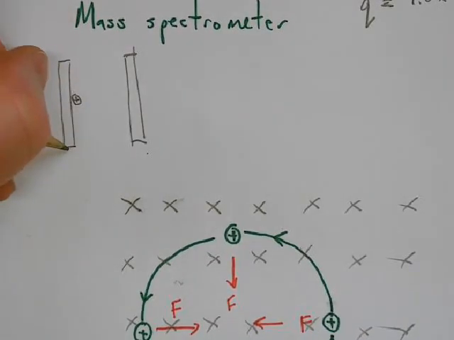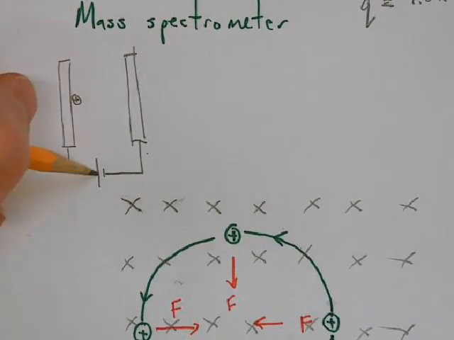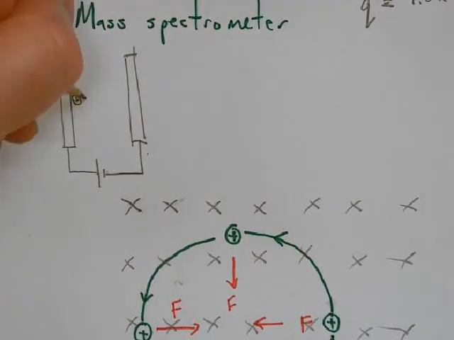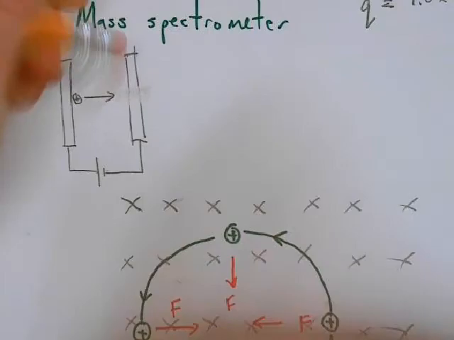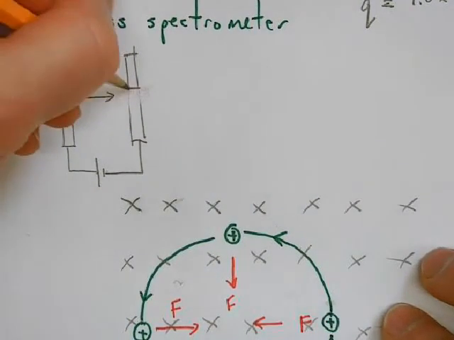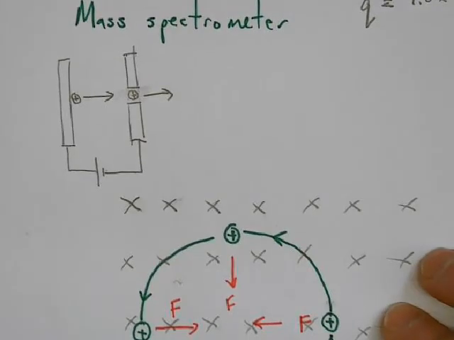Okay. And if they want to get this charge moving, they're going to put two plates in between here. They're going to make this the positive plate, this the negative plate, which is going to cause it to move this way. Well, instead of running into that plate, they're going to put a gap in that plate so that positive charged object can just keep going.